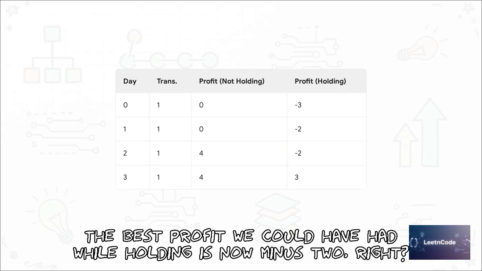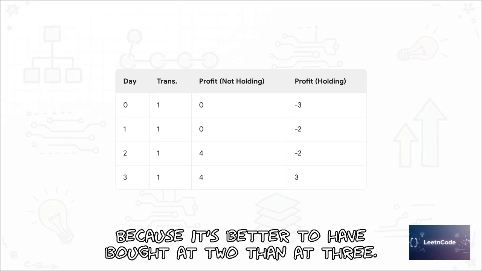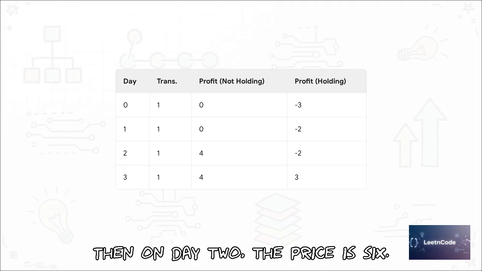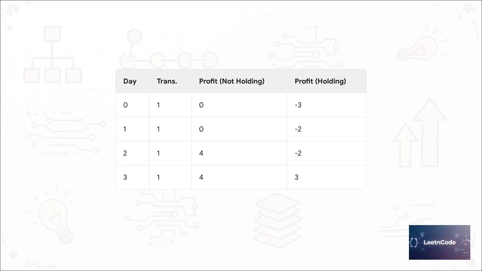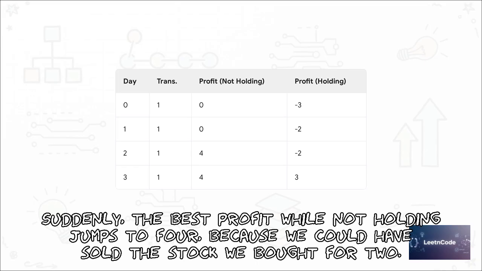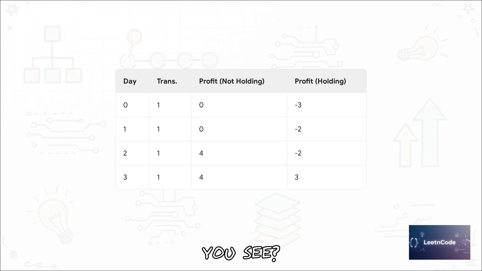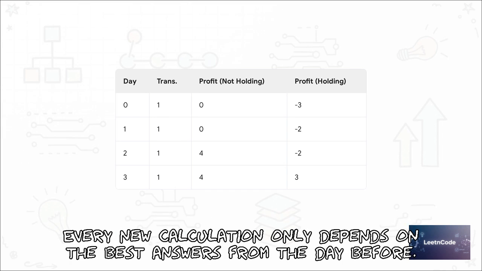The best profit we could have had while holding is now -2, right? Because it's better to have bought at 2 than at 3. Then on day 2, the price is 6. Suddenly, the best profit while not holding jumps to 4, because we could have sold the stock we bought for 2. You see? Every new calculation only depends on the best answers from the day before.